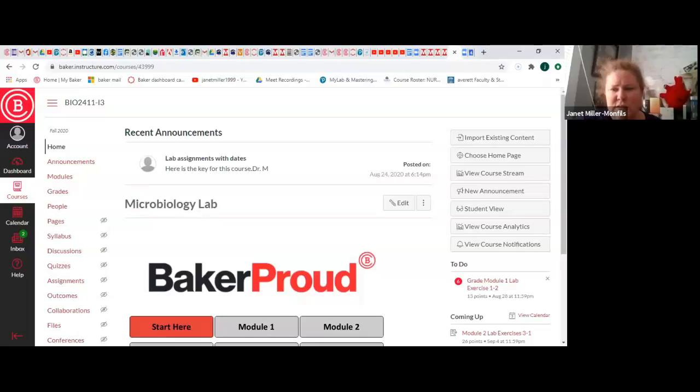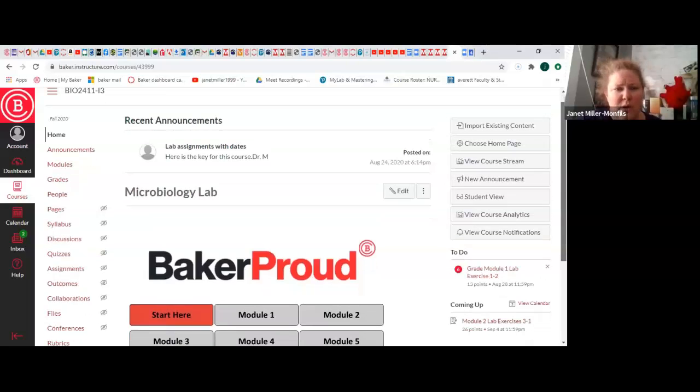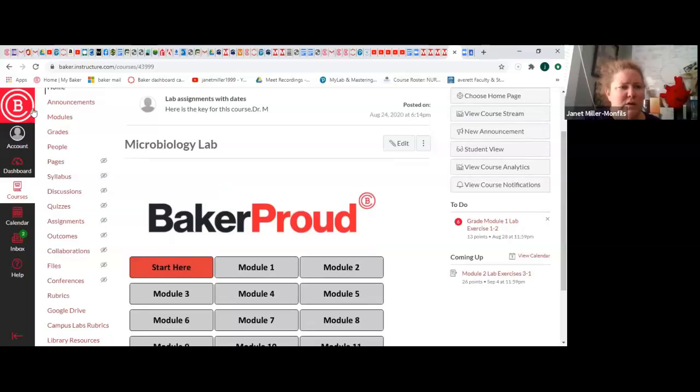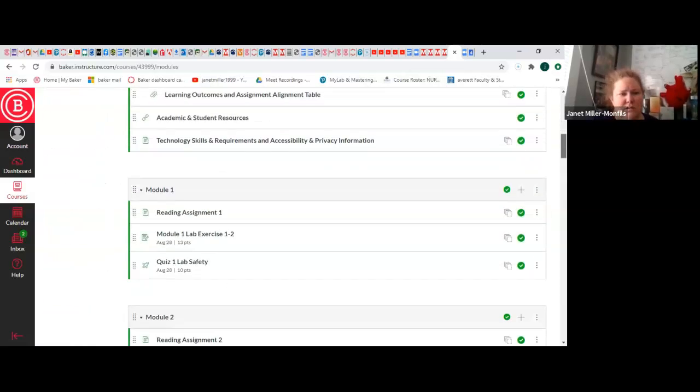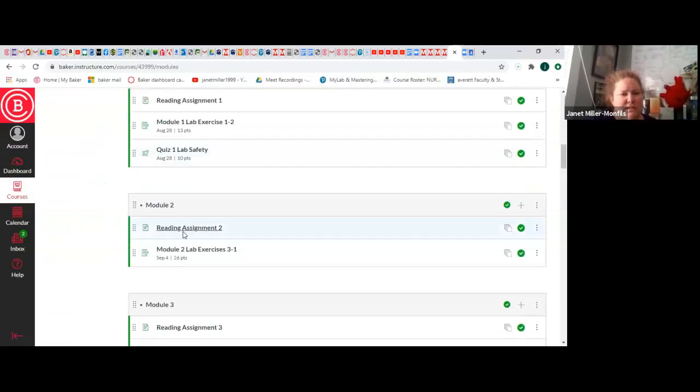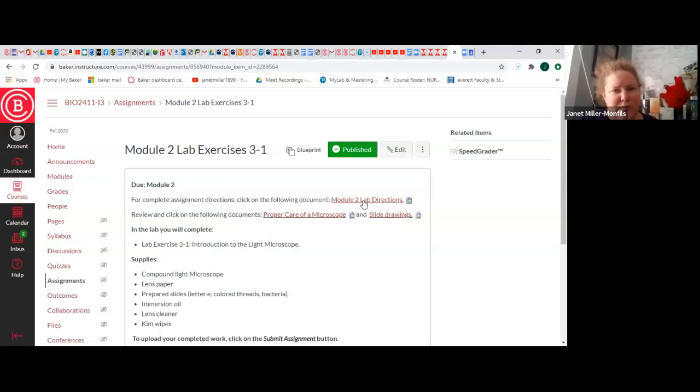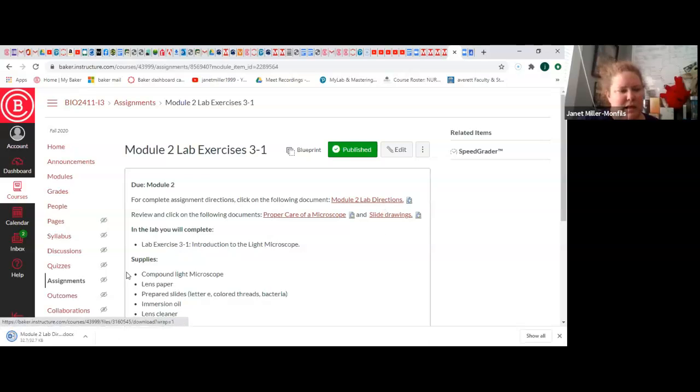All right, so we are in microbiology lab, and then you can go to modules here, or it pops up like that too, and then just scroll down to module 2, and this is your reading assignment, and then your module 2 lab exercise 3.1. When you click on that, it'll bring up module 2 lab directions, and then the proper care of the microscope and slide drawings. So then you can open up these and print them off.